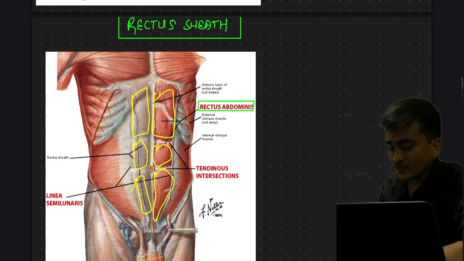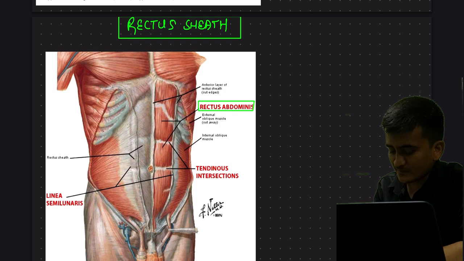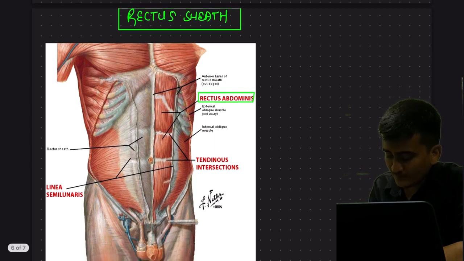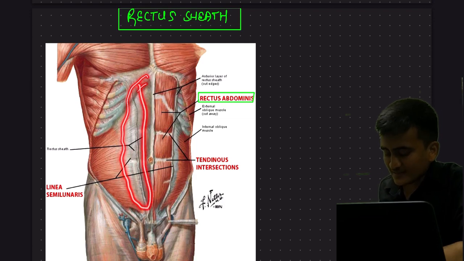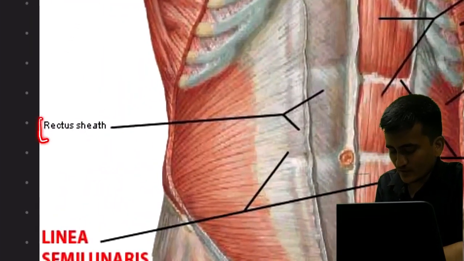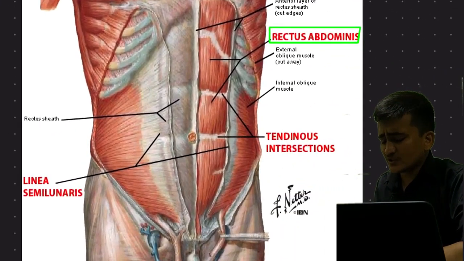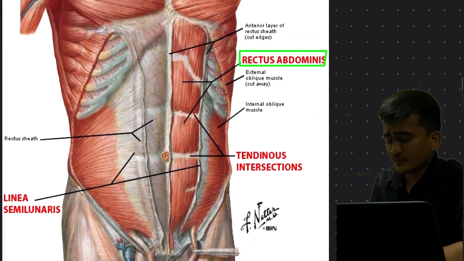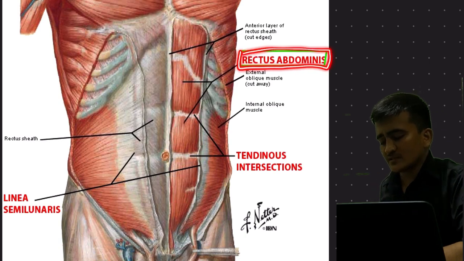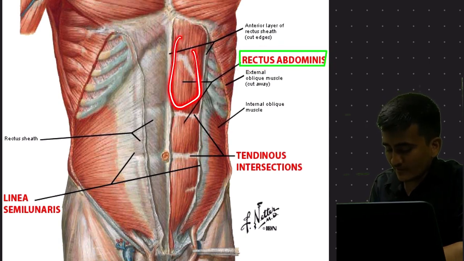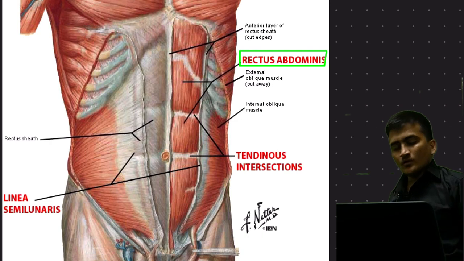That's all. In this figure, as you can see, the white portion is the rectus sheath. When this rectus sheath is removed, then we are able to see the rectus abdominis. So these are the rectus abdominis. Now what is its importance?